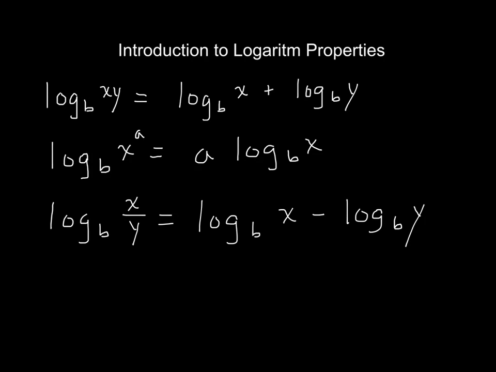Last property, which is really nice and easy. If you have log base b of 1, that means anything to what power gives you 1? 0. Questions on log base b of 1 equals 0? So anything to the 0 power is 1.